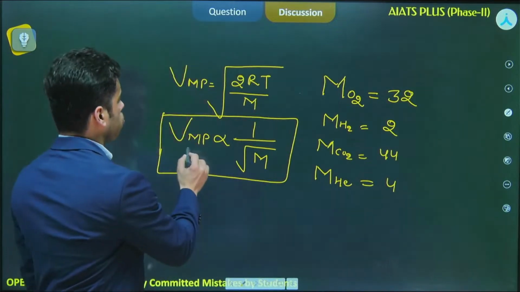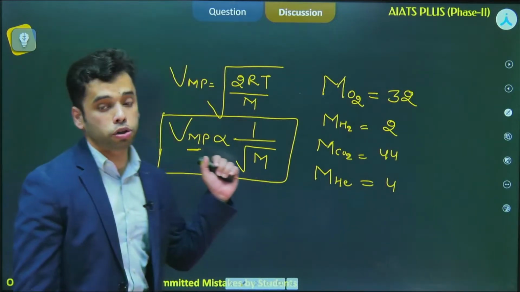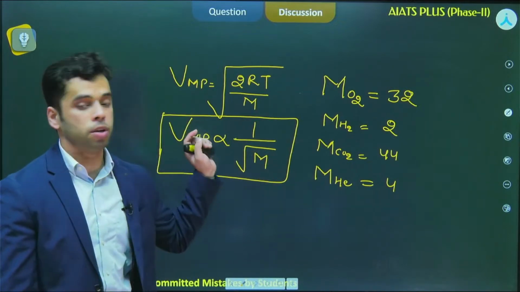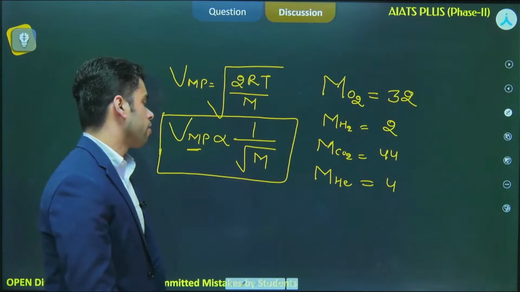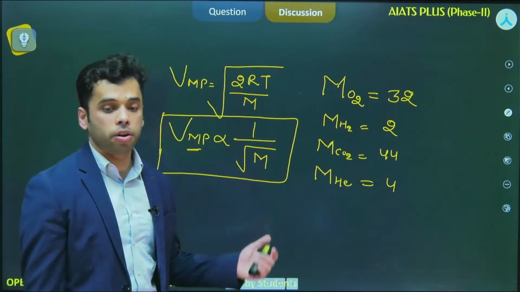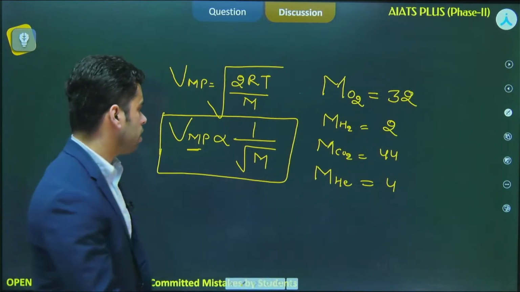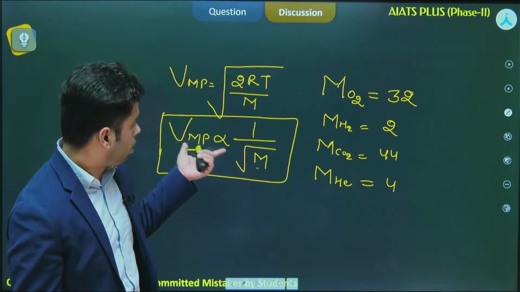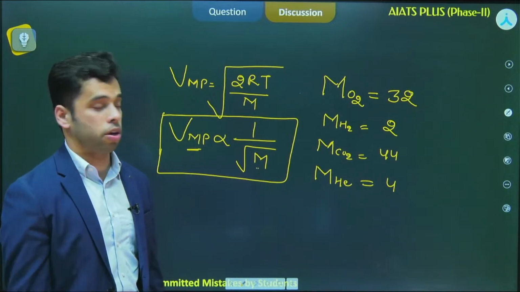So since most probable speed is inversely proportional to the molar mass, the less the molar mass, the more the most probable speed. Or I can say that the greater your molar mass, the lower your most probable speed will be. Okay, right.